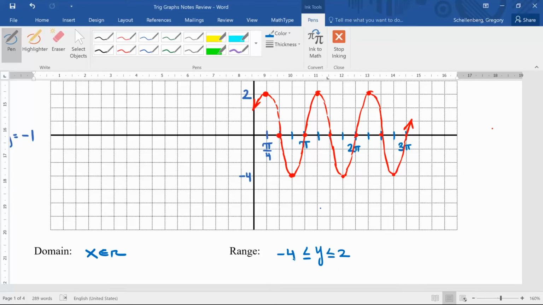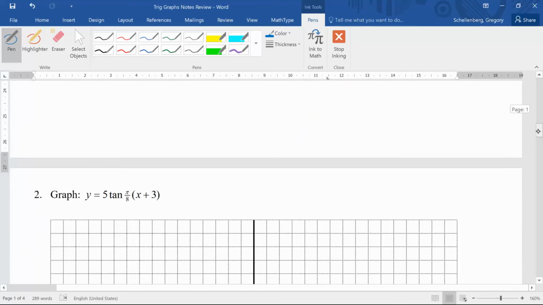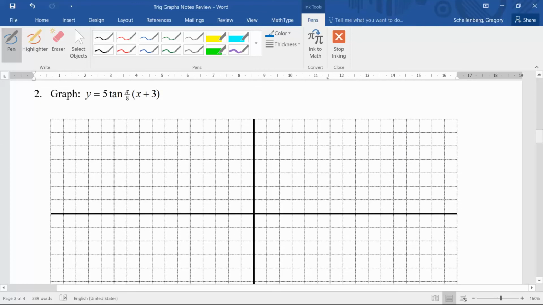All right, let's flip the page. Next one, we want to graph y equals 5 times the tan of pi over 8 times x plus 3. The big difference here, we want to remember that the period of a basic tan function is pi. Okay, how does that impact our graph or impact our function? Well, our period formula changes. Our period formula is now pi over b instead of 2 pi over b.